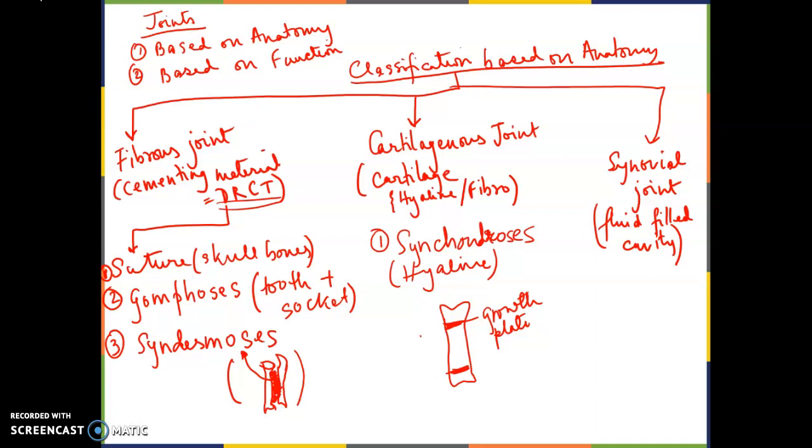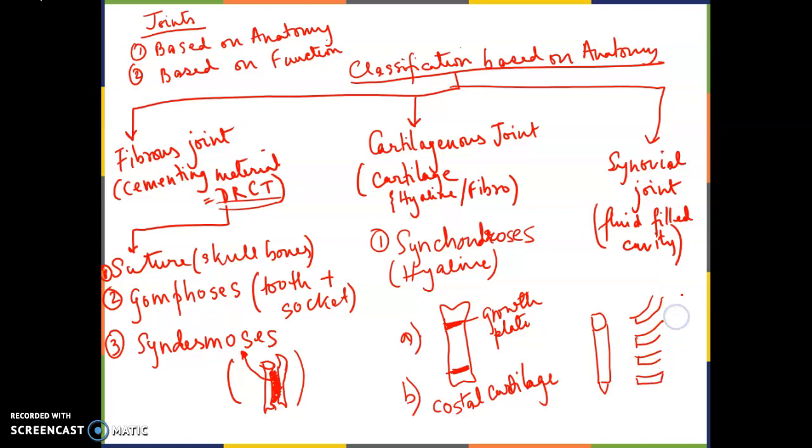Another example of synchondrosis is the costochondral cartilage, or the costal cartilage. Do you remember what costal cartilage is? Costal cartilages are the cartilages that connect the ribs to the sternum. So let's say this is your sternum, and I'm just drawing one side. These are the ribs.